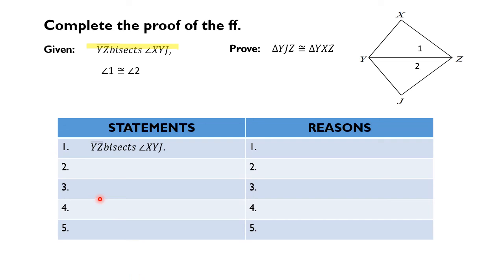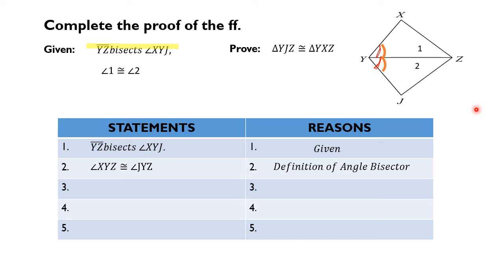Say for example, side YZ bisects angle XYJ, dividing angle XYJ into two equal parts. In that case, let's mark the following. Okay, this is our angle XYJ, divided into two equal parts. And you can say now that angle XYZ is congruent to angle JYZ by definition of angle bisector.